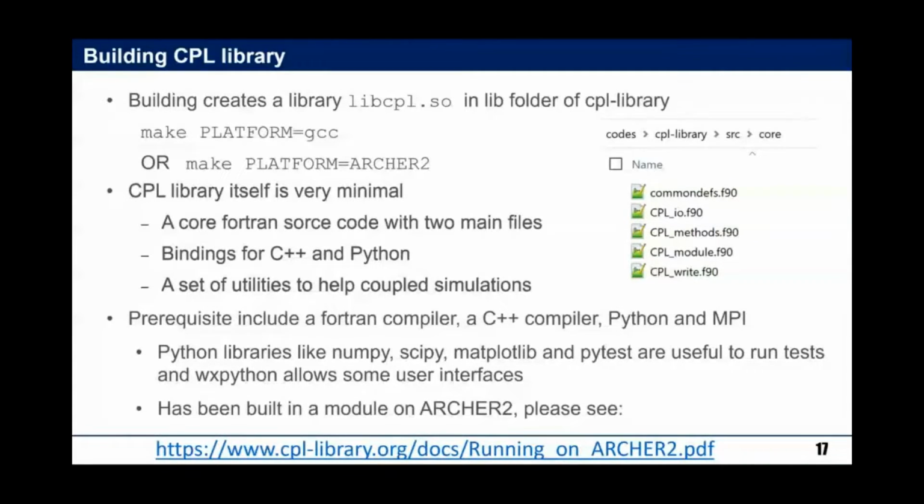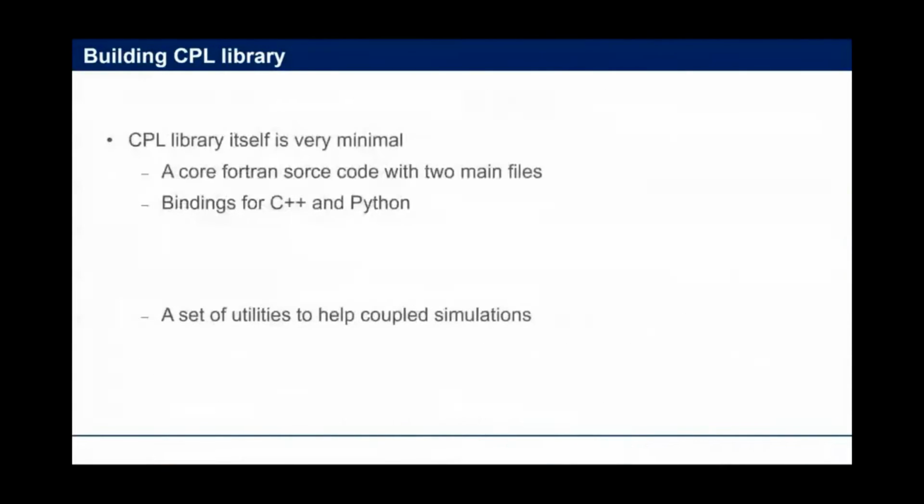The two key files here are the methods and modules on the right-hand side. If you want to do more complicated things with Python, you need a wider range of modules, and there is actually a module available on ARCHER. If you have a look at this guide on the Coupler Library website, which Gavin will talk a bit more about, that has all of the instructions for how to use it with the module system on ARCHER.